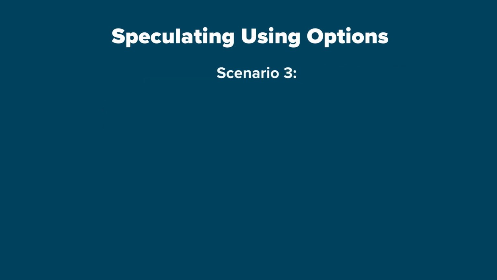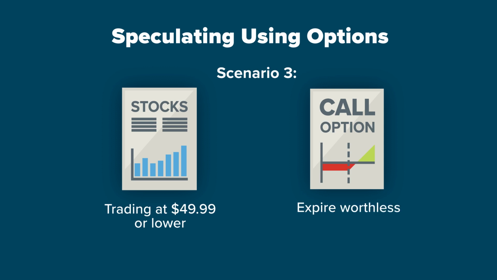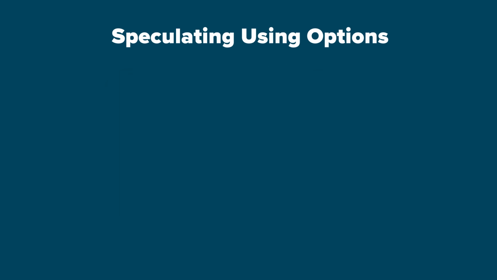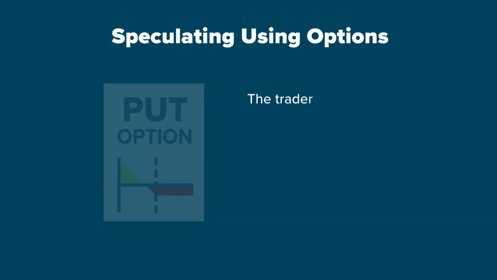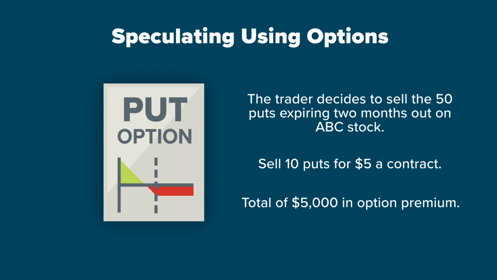Scenario 3. In 2 months, ABC stock is trading at $49.99 or lower, and the calls expire worthless, leaving the investor with a $5,000 loss. Finally, the trader decides to sell the $50 puts expiring 2 months out on ABC stock. They sell 10 puts for $5 a contract, taking in a total of $5,000 in option premium.